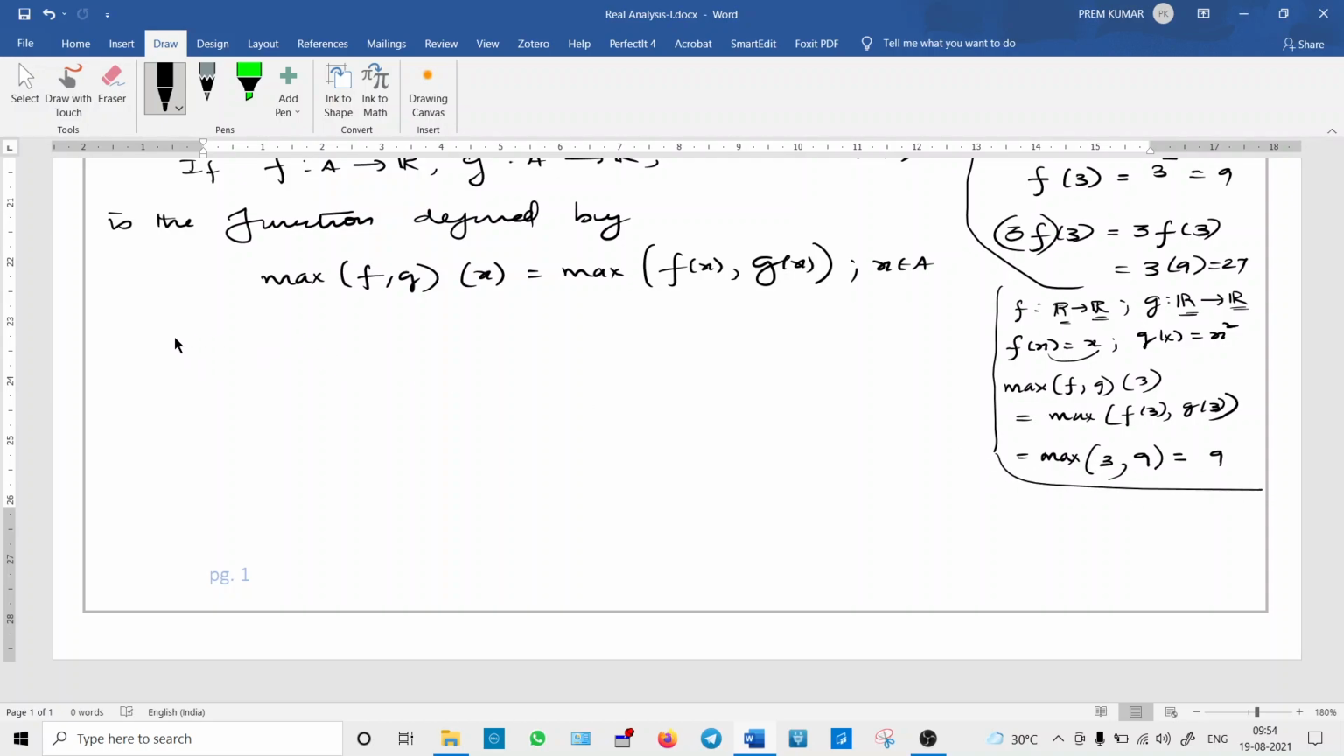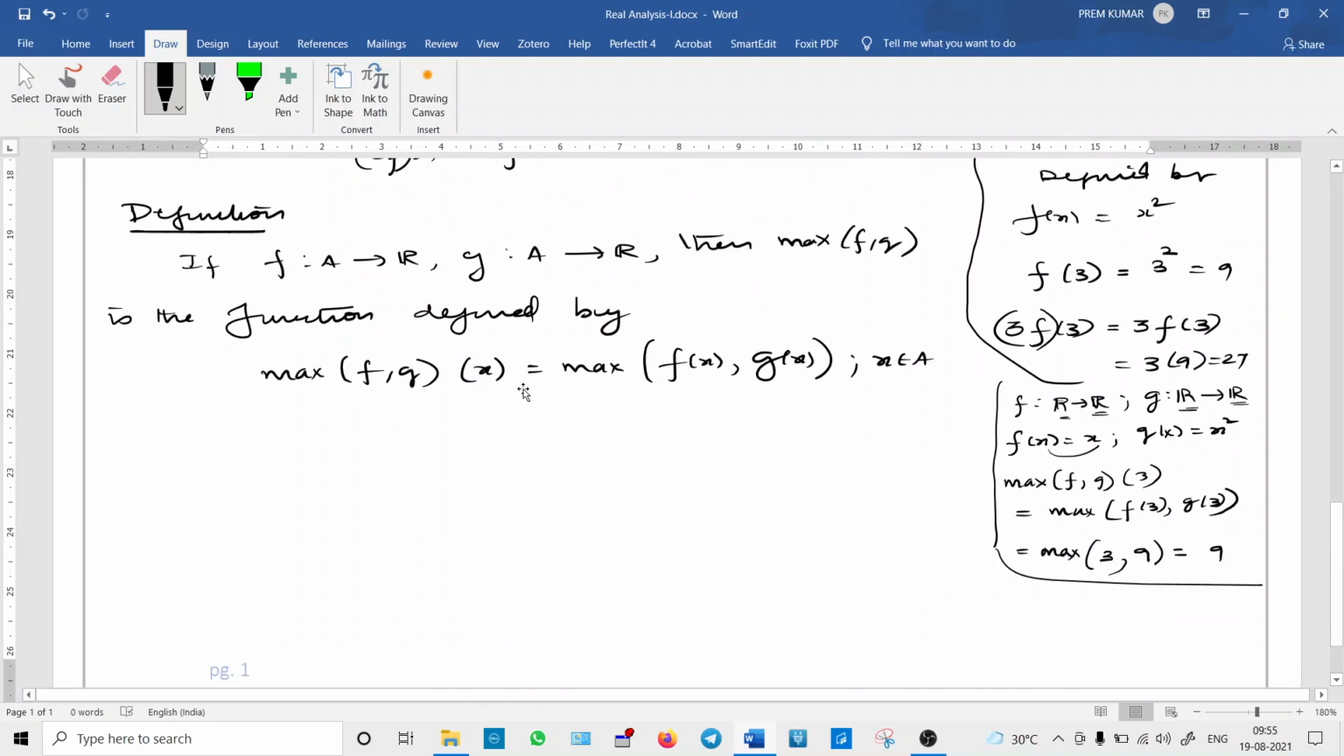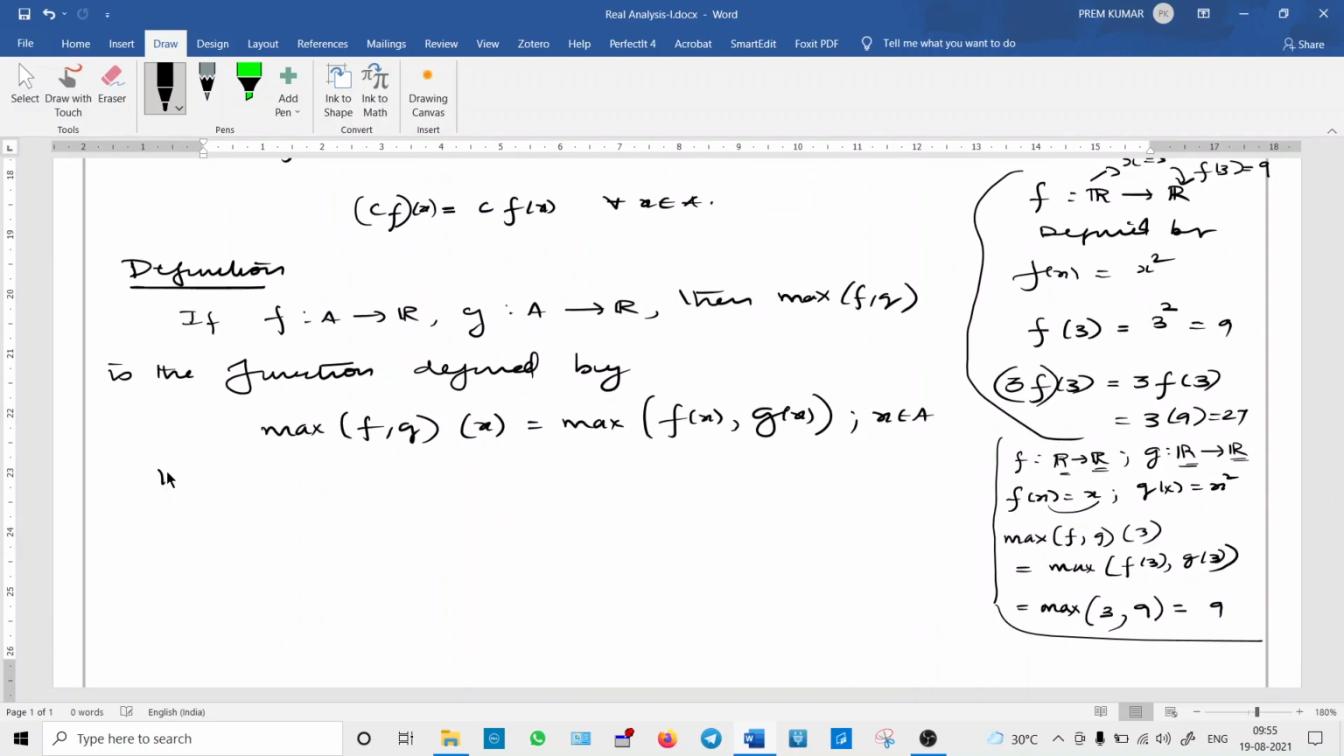Similarly, we can define the minimum of the two functions f and g. The minimum of f and g at the point x equals the minimum of f of x and g of x, for every x.